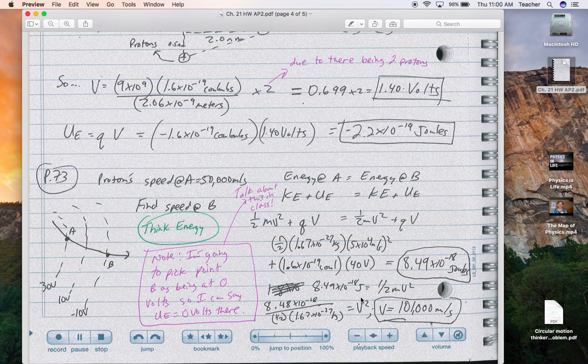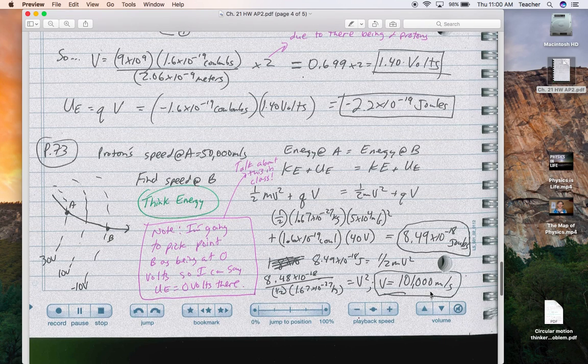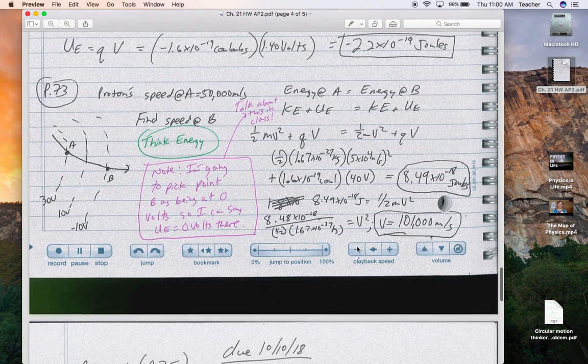And that is equal to 1/2 mv squared, and that's 101,000 meters per second. So again, I could pick this at 0 volts, and this is plus 40 volts higher than that. That's another way to think about it.